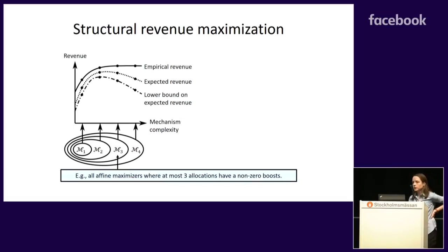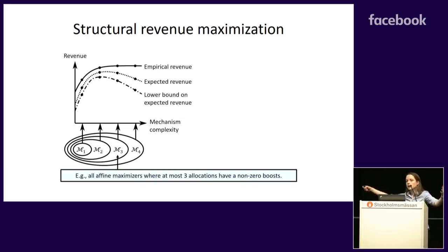Okay, so for example, remember, in affine maximizer auctions, we get to boost additively the social welfare of a bunch of allocations. So you could imagine, what if I looked at the subclass where only one allocation is boosted, or two allocations, or three allocations? So this is going to create a nested hierarchy of affine maximizer auctions. And since it's a nested hierarchy, the complexity of each growing class is going to get bigger and bigger and bigger. And we can quantify this complexity using pseudo-dimension, which I've plotted as a hypothetical example on the x-axis here. And what I'm plotting on the y-axis here is various revenue curves. So the top solid line, I've found the empirically optimal mechanism in each of these subclasses and plotted its empirical revenue.